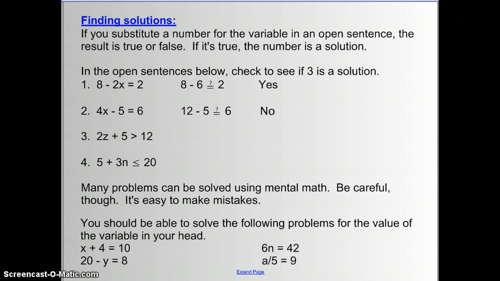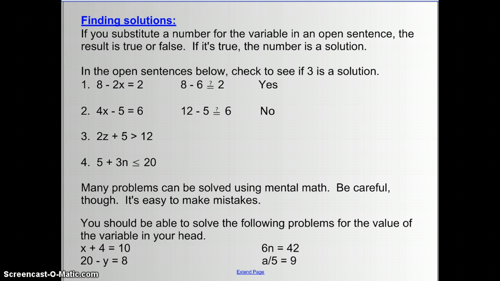In number 3, 2z plus 5 is greater than 12. If you substitute 3 for z, you get 6 plus 5. 6 plus 5 is 11. Is that greater than 12? No, it is not. So 3 is not a solution. And in number 4, 5 plus 3n is less than or equal to 20. 3 times 3 would be 9. So on the left-hand side, we have 14. Is that less than or equal to 20? Yes, it is. So 3 is the solution.